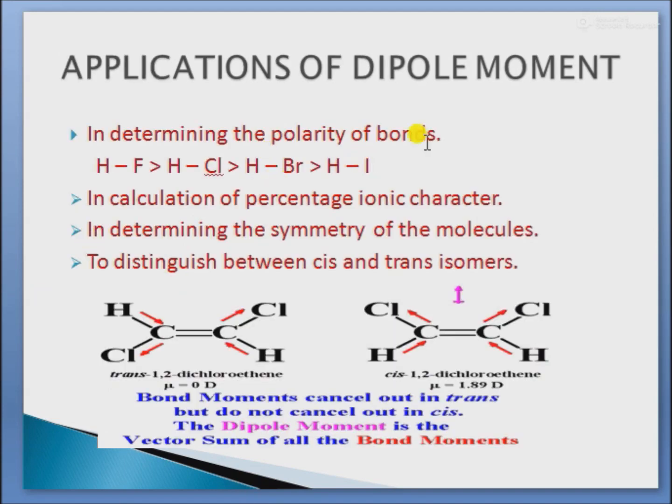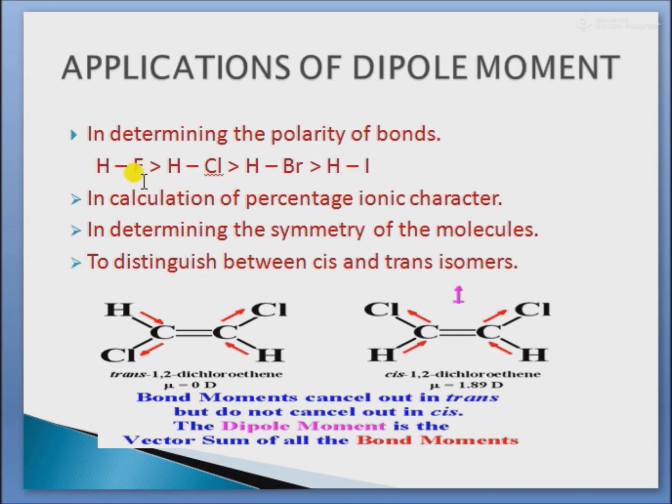Next is the applications of dipole moment. First one is in determining the polarity of the bonds. More the dipole moment, more polar is the bond. For example, as in case of HF, HCl, HBr and HI. As the electronegativity decreases, polarity also decreases.